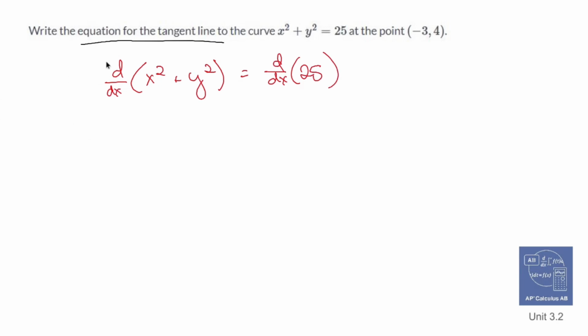Okay, so the derivative of x squared with respect to x is 2x, easy peasy. The derivative of y squared with respect to x is 2y, but don't forget to attach your dy/dx. That's going to equal the derivative of a number, which is nothing.